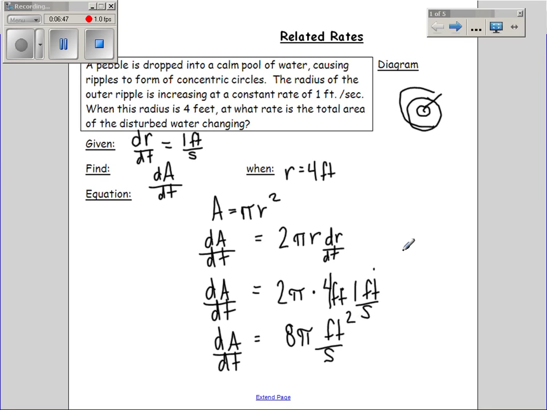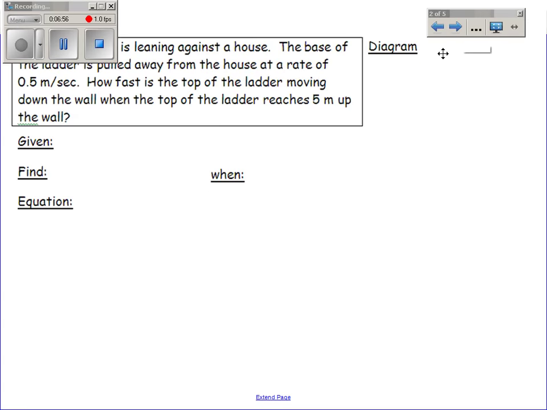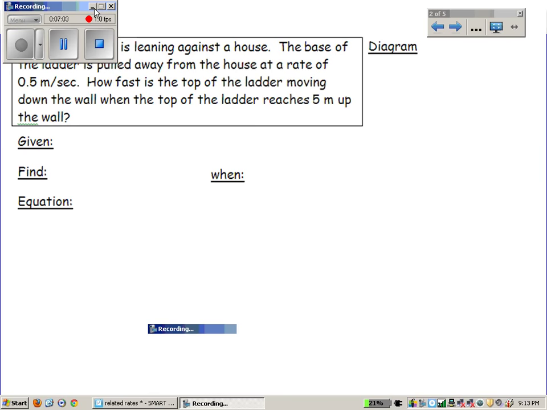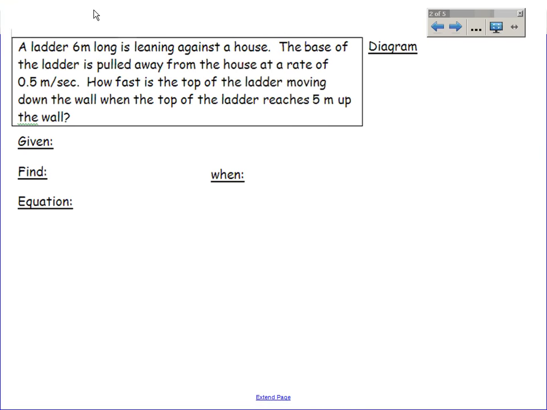So, moving forward to another example, the best thing with related rates is to literally just practice, because I often find that the hardest part about solving these problems is just setting them up and figuring out where to even begin. So, let's read this problem.